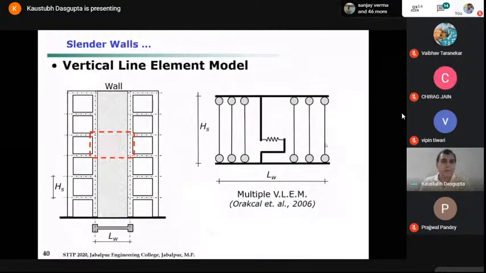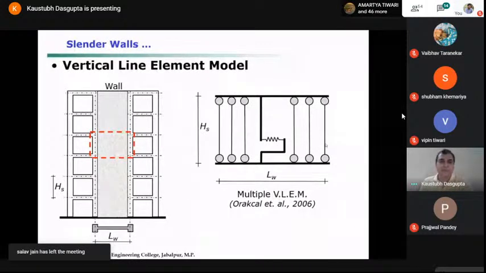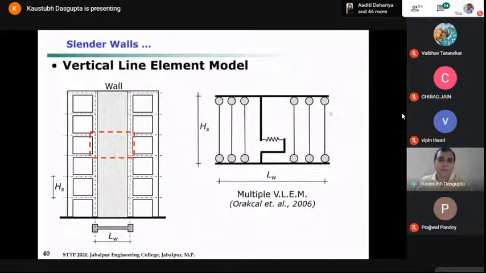Next comes your vertical line element model. There are different macroscopic models, okay, but I'll discuss only 2-3 of them. What is this line element model? Whenever you have this wall, any panel of the wall between two floor levels, one story, you have the bending behavior as well as the shear behavior.